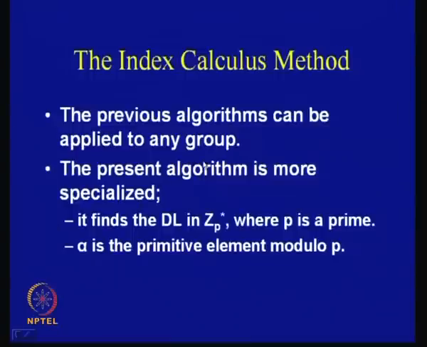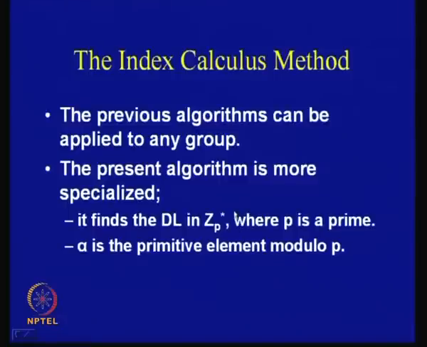Okay. So for the index calculus method, the previous algorithms can be applied to any group. Okay. But the present algorithm is more specialized. It finds the discrete log in Zp star, where p is a prime value, okay, and alpha is a primitive element modulo p.